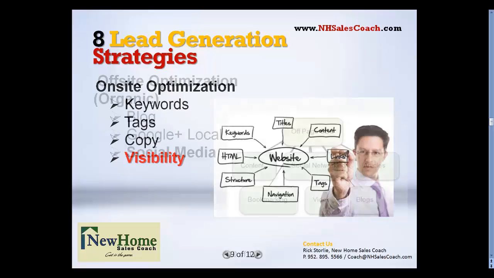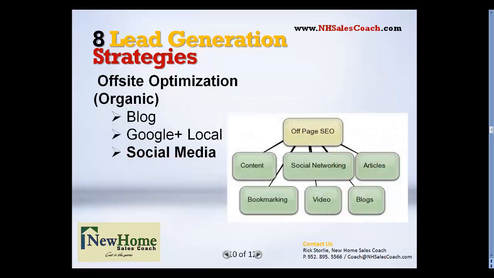Okay, so now let's take a look at off-site optimization. So now we are reaching out into other parts of the internet, and we're going to look at organic ways to bring more people back to your website. By far the best one is your blog. All of your websites should have a weblog or a blog incorporated into it, and the platform that I recommend again is WordPress. We talked about that on a previous video. WordPress is an open source software. It's free.